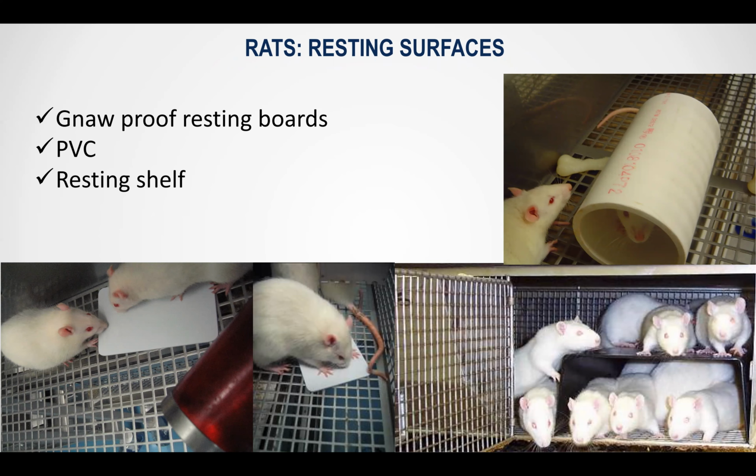Gnaw-proof resting board. So what you're looking at here is called a cozy pad. And that's something that allows the animal to get up off of this wire bottom floor. And at the same time, they can actually gnaw on it too. PVC is another good product that works well for rats. They enjoy that. Again, it's a nice tunnel. And then, of course, resting shelves.